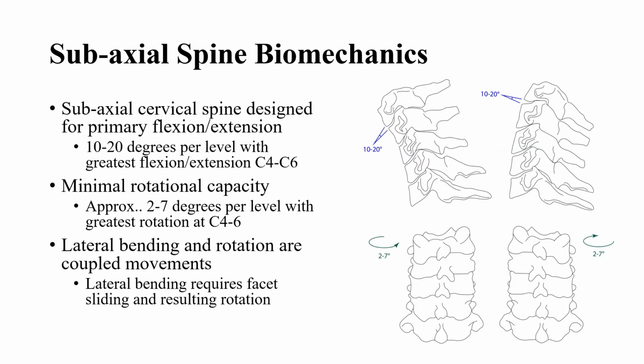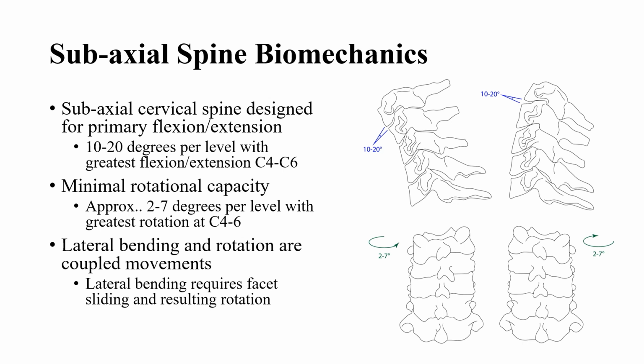Subaxial spine biomechanics. The subaxial cervical spine predominantly performs the functions of flexion and extension, with some degree of lateral bending and rotation as well. The anatomy of the facet joints and the uncovertebral joints link these three movements together so that lateral bending also requires the ipsilateral facet to posteriorly rotate and the contralateral facet to anteriorly rotate.